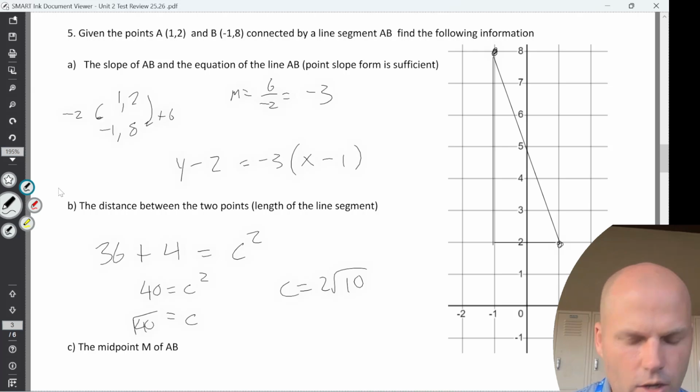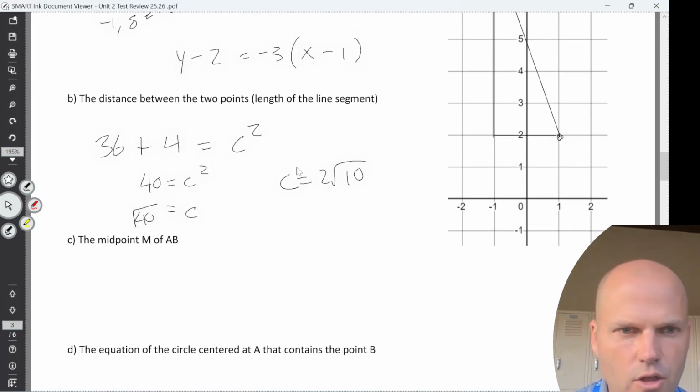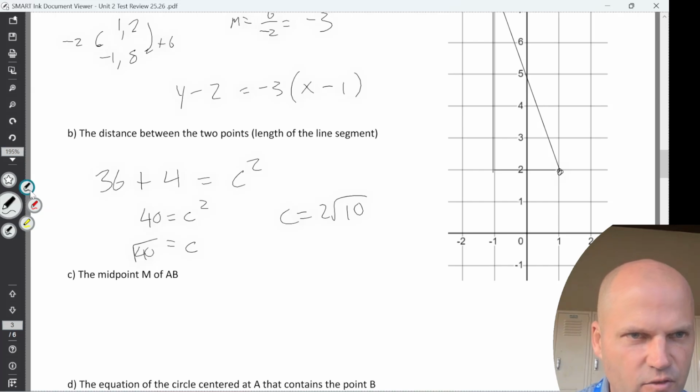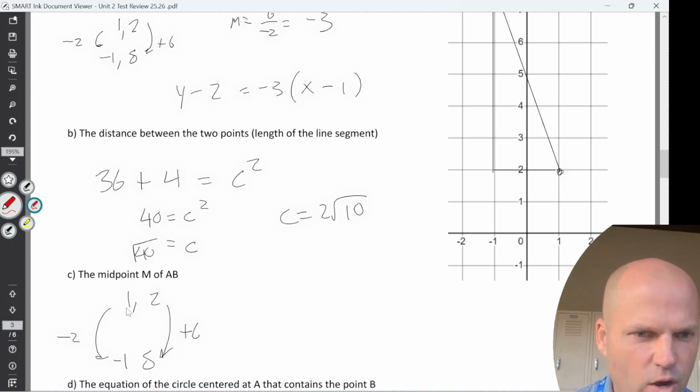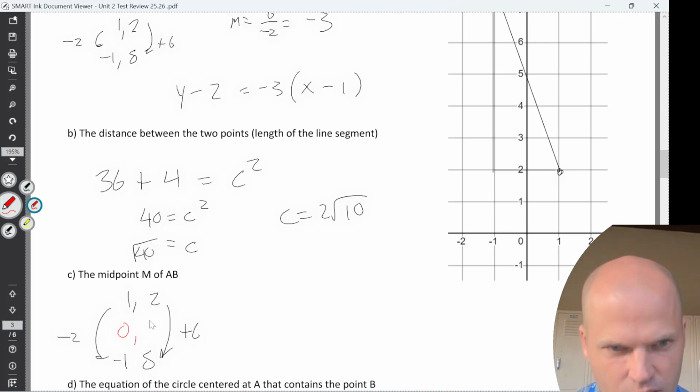What is the midpoint? Well, instead of going all the way from one point to the other, we can kind of pause in between. Instead of going all the way minus 2 to get to negative 1, and instead of going all the way plus 6 to get to 8, let's go halfway. From 1, instead of minus 2 to negative 1, let's subtract 1 and get to 0. From 2, instead of adding 6, let's add 3 to get to 5.